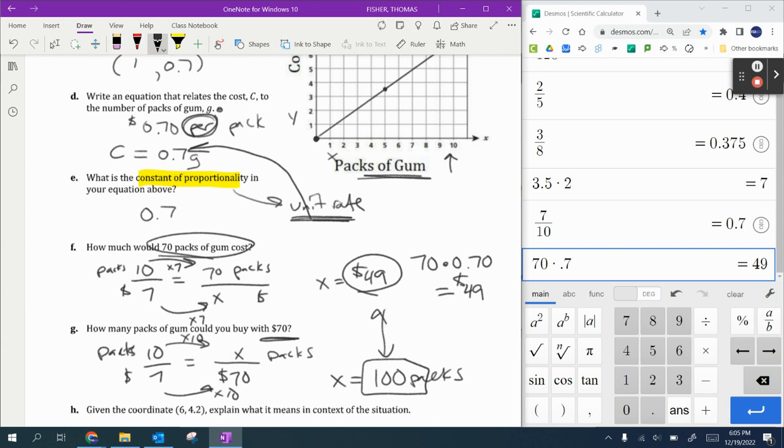Definitely different answers here. If you put $49 for part G, how would that make any sense? How many packs of gum can you buy with this much money? You said $49? Makes no sense at all.